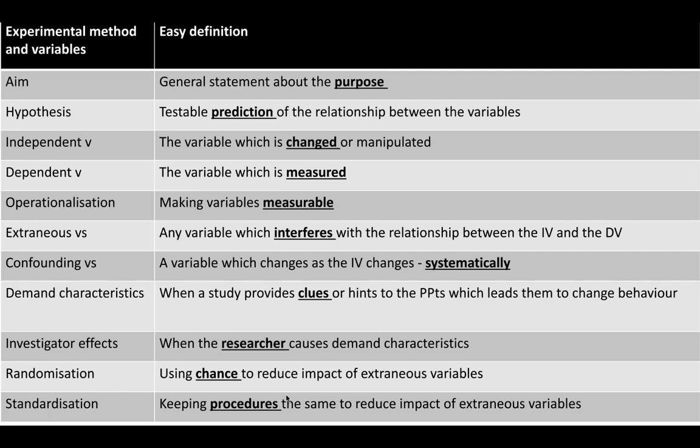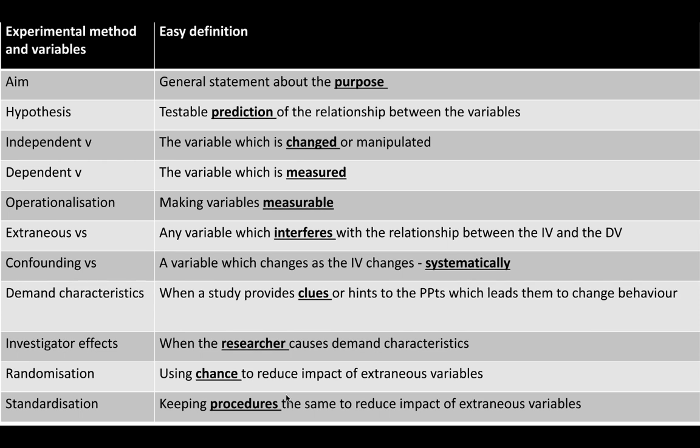So here's a summary of all the words that we've looked at so far, all the concepts that we've looked at, and I'm just going to very briefly trot down through them just so that you can have one final chance at understanding them. I've made the definitions a little bit simpler than they are in the textbook, so you might find this quite useful. Aim is a general statement about the purpose of your study. Hypothesis is then a testable prediction of the relationship between those variables.